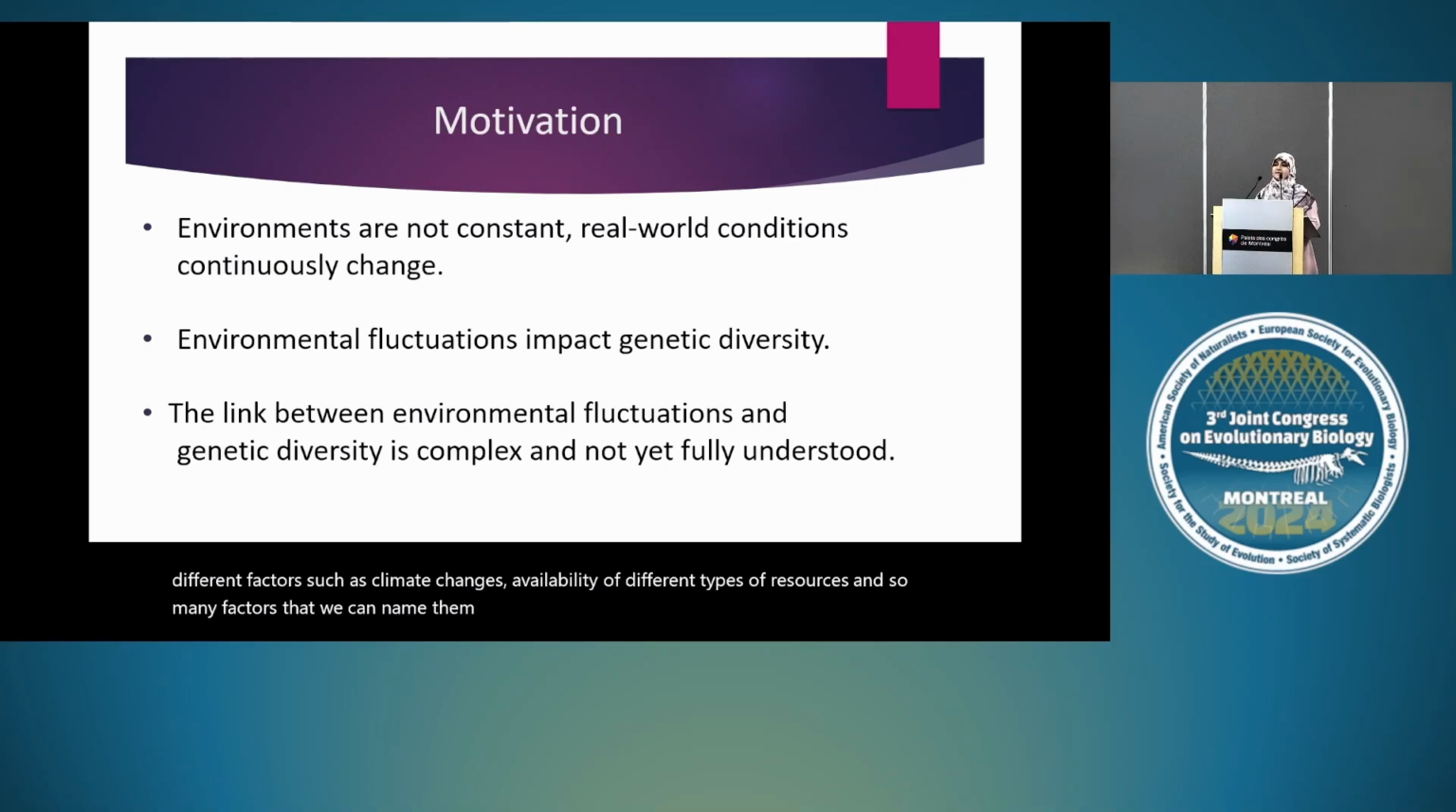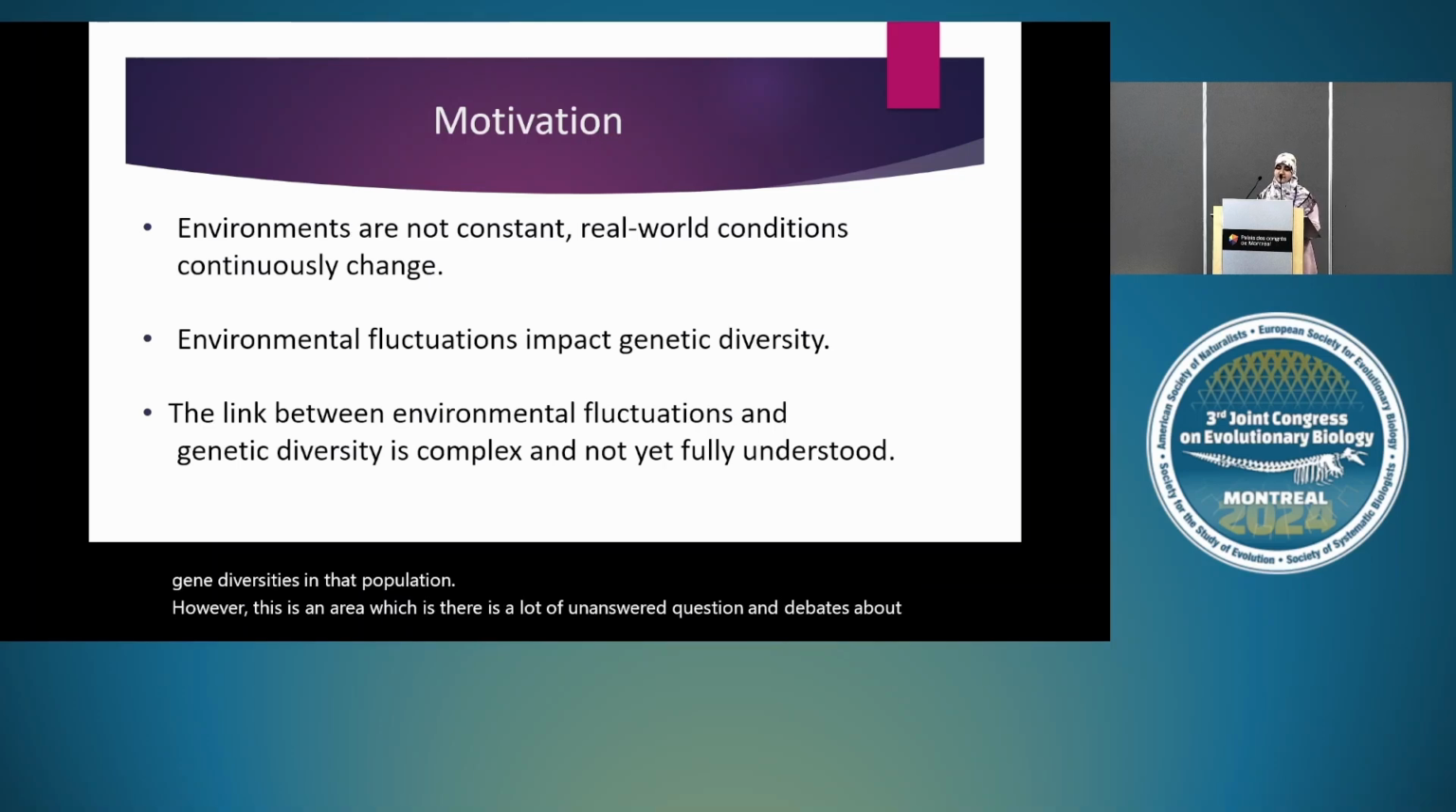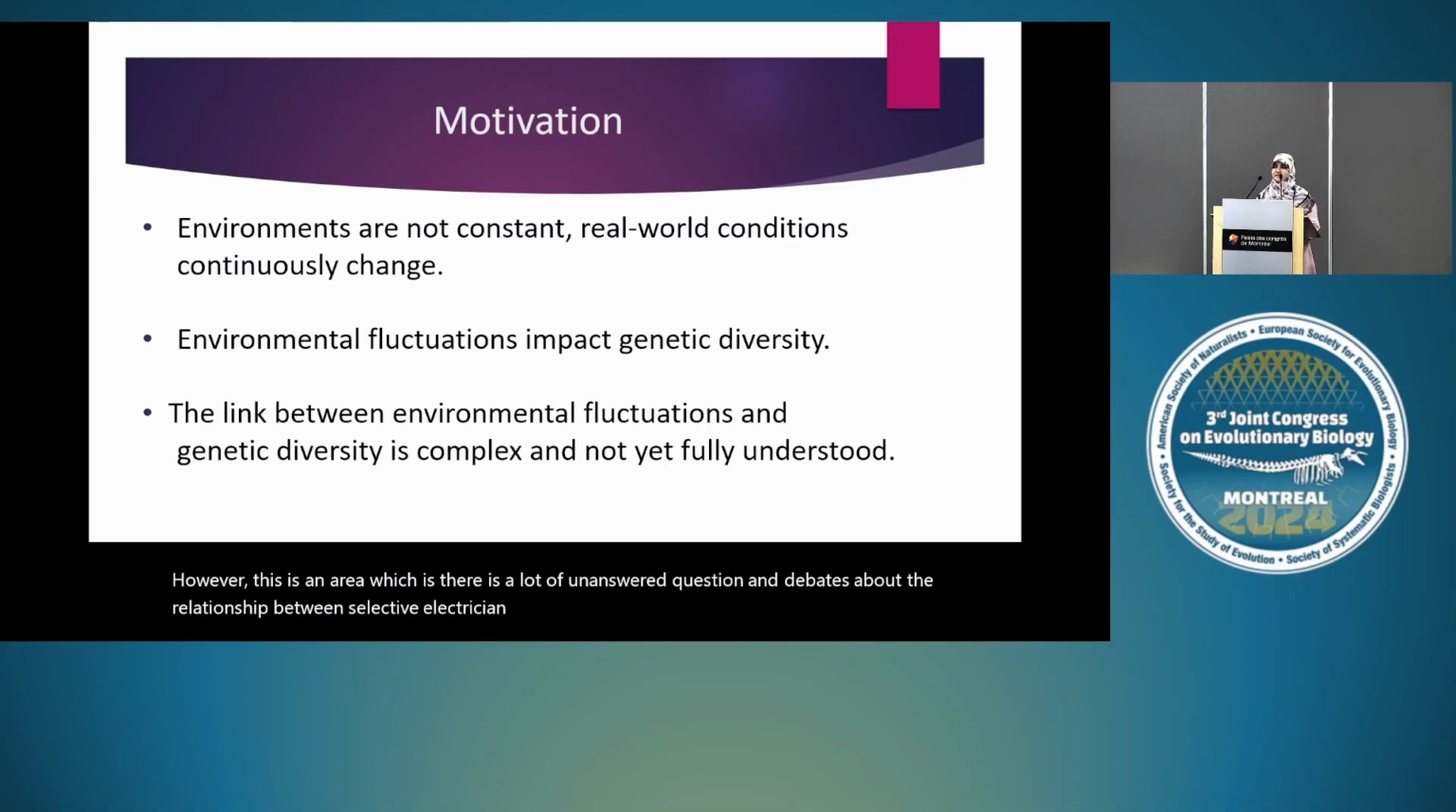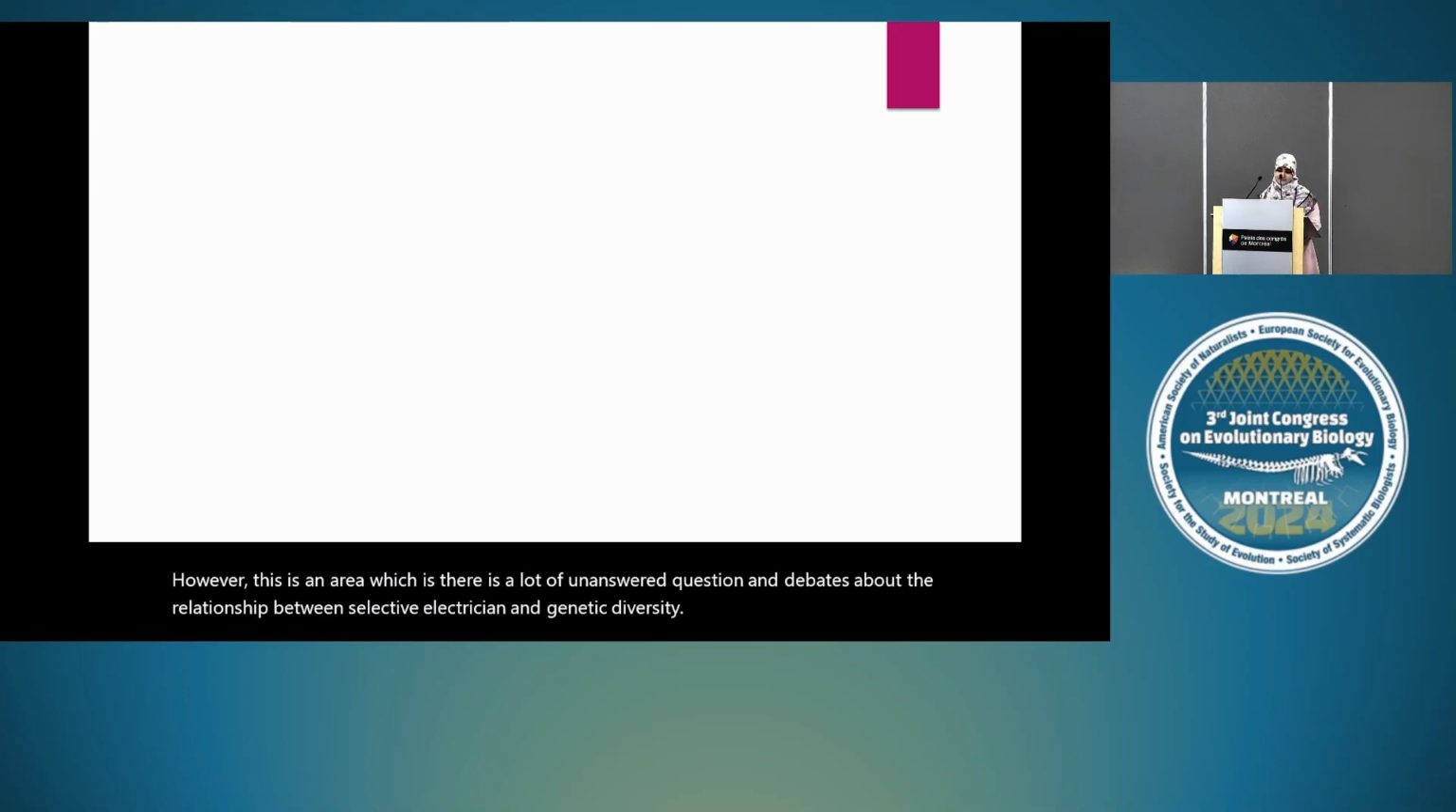On the other hand, if we consider a population that is experiencing different types of fluctuations, it is expected to see a wider range of gene diversities in that population. However, this is an area where there are a lot of unanswered questions and debates about the relationship between selective fluctuation and genetic diversity, which is not answered yet.